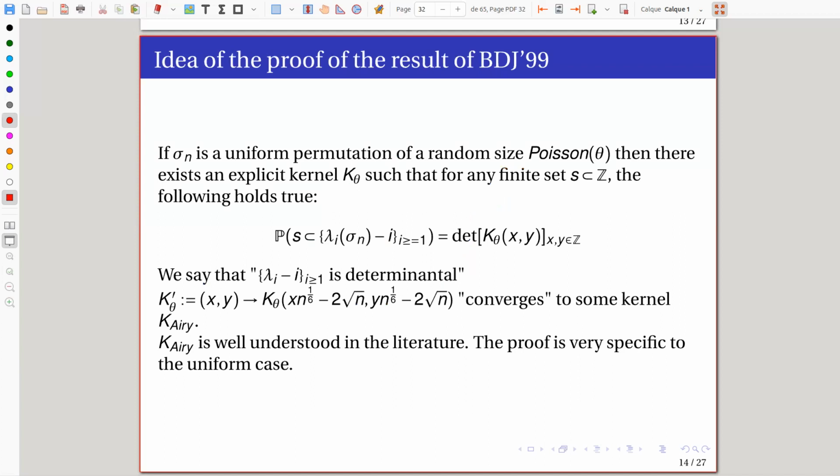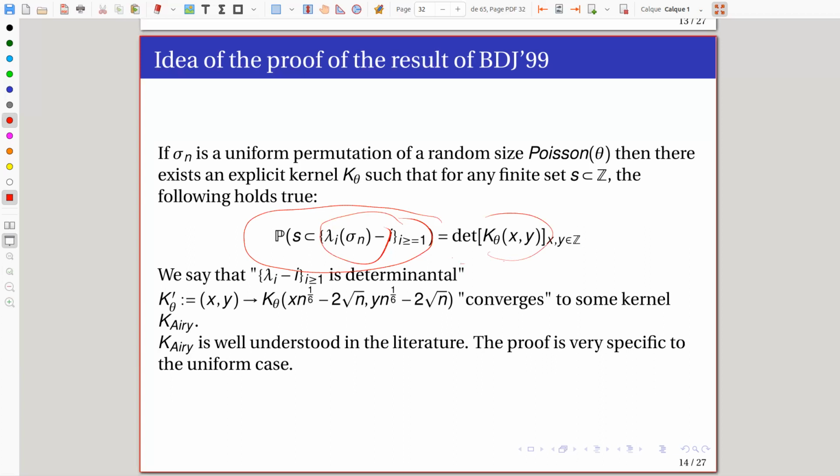For the proof of the fluctuation, this is what people call determinantal processes. The idea is that if you look at lambda I minus I, when the permutation is uniform, up to adding some randomness, this probability can be written like a determinant of some kernel, and this kernel has some nice probability properties because it converges to some known kernel, that is the Airy process. I will not go through details.